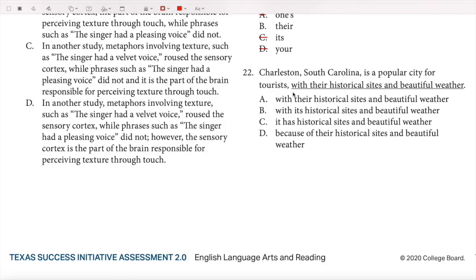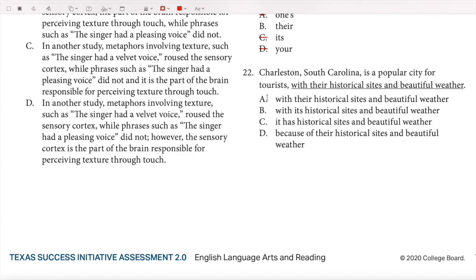Plug in the others. Let me hear them. Charleston, South Carolina is a popular city for tourists with its historical sites and beautiful weather. How's that? I like that one. Sounds all right. Try C. Charleston, South Carolina is a popular city for tourists. It has historical sites and beautiful weather. How's that? It just doesn't sound right to me.